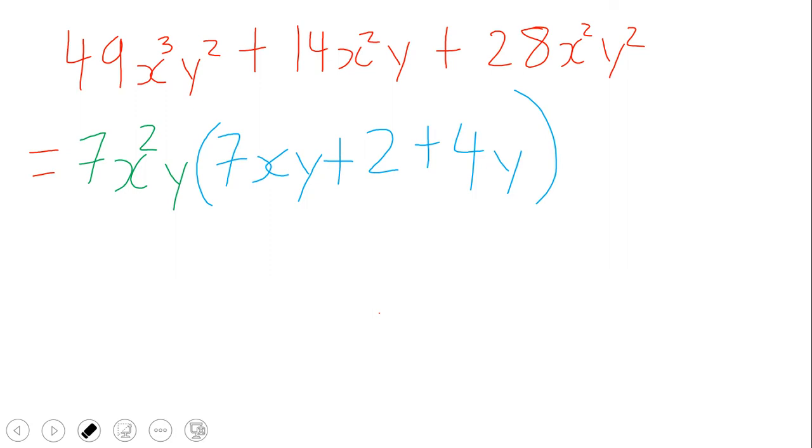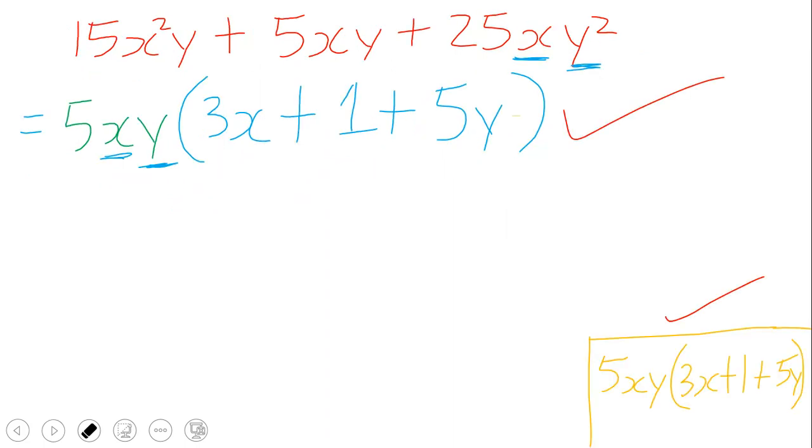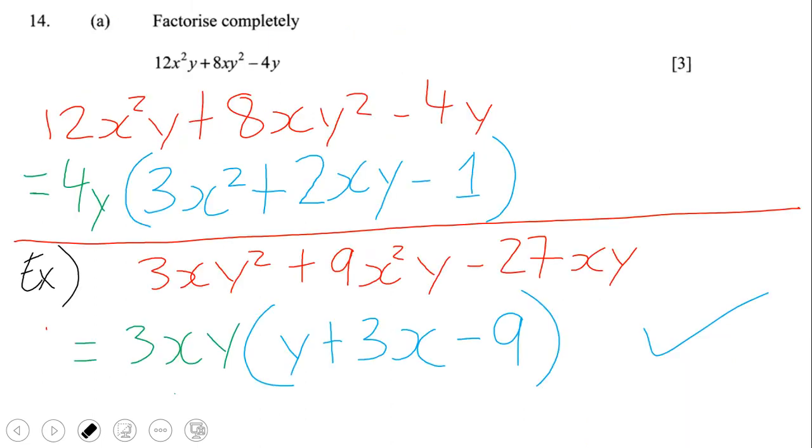Miss Petit, is this the only question we did tonight? No, I typed it in the chat. Okay, thank you, Miss Kennedy. We did this one, you see this one with the 15x squared y, and we did these two. So that's all we've done for tonight.